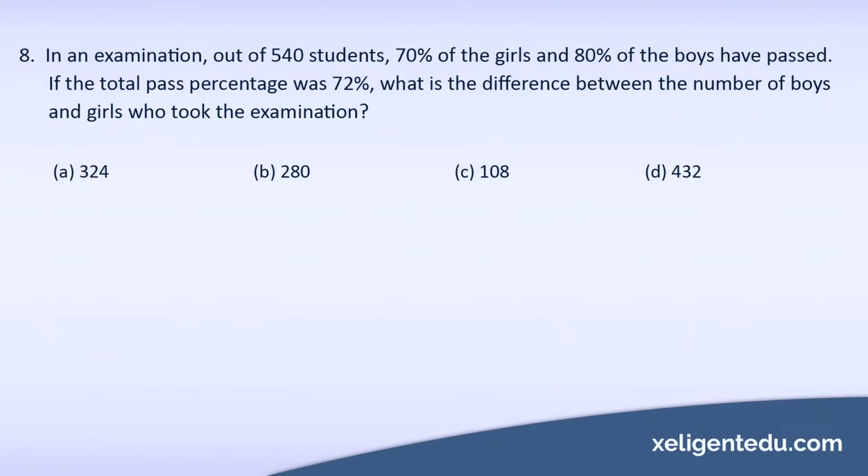In an examination, out of 540 students, 70% of the girls and 80% of the boys have passed. If the total pass percentage was 72%, then what is the difference between the number of boys and girls who took the examination? Option A 324, option B 280, option C 108, option D 432.